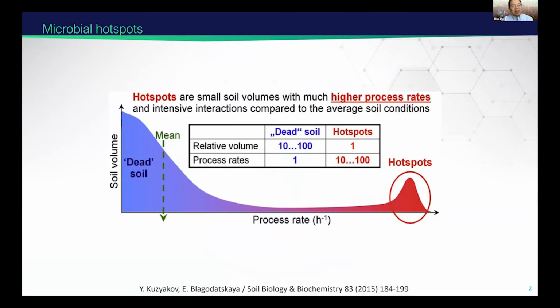So here, what's a microbial hotspot? This is a figure from a review paper. The hotspots are small soil volumes with much higher process rates and intensive interactions compared to average soil conditions. Here we can see that most of the soil just has a very slow process rate. They even call it dead soil, but a small amount of soil they call hotspots. We can see the relative volume of hotspots is about 1% to 10%, but their process rate can be 10 to 100 times faster.